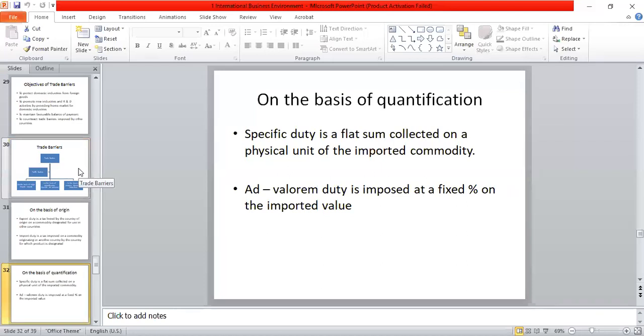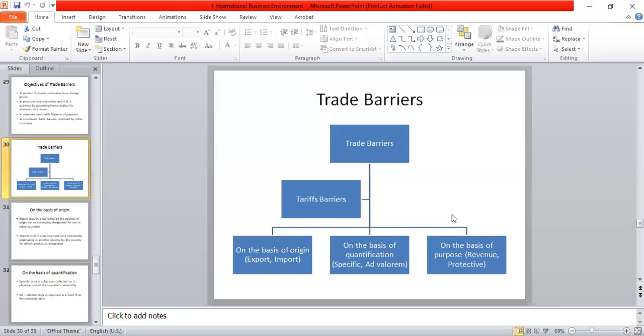Now, the third one is on the basis of purpose. We are at the close of our time, so we will not finish this third one hurriedly. This we will discuss in the next session.